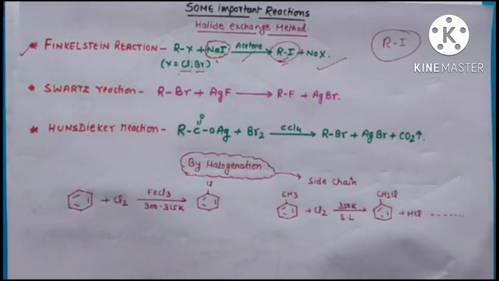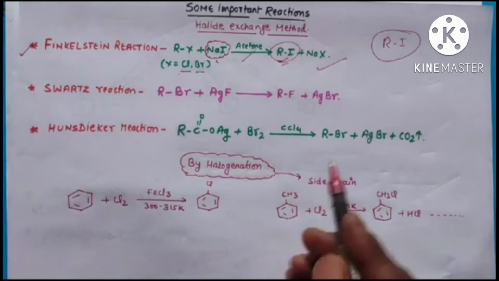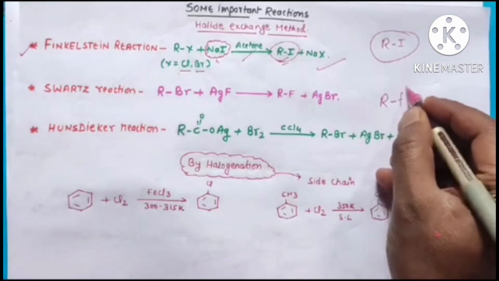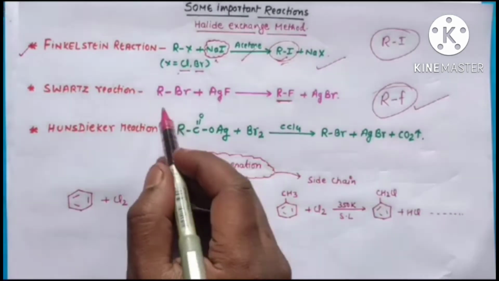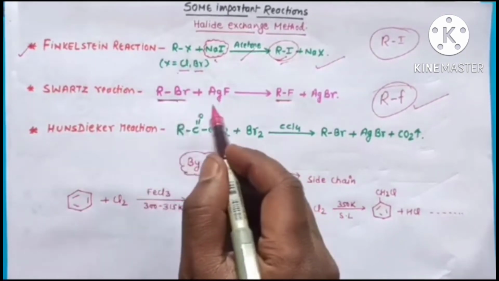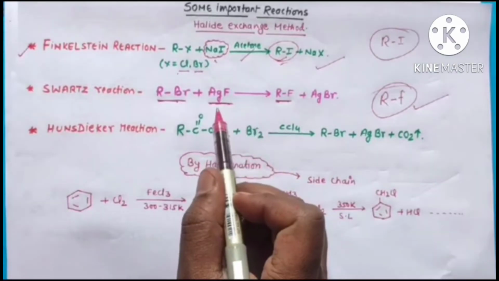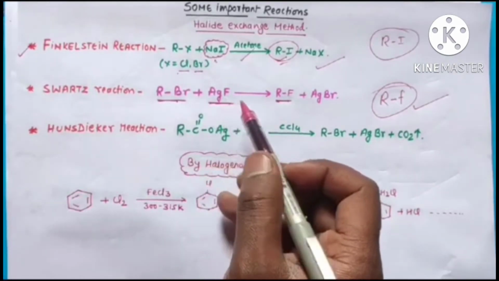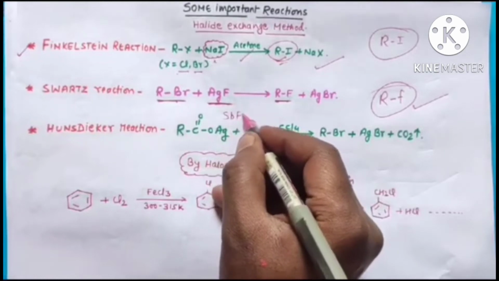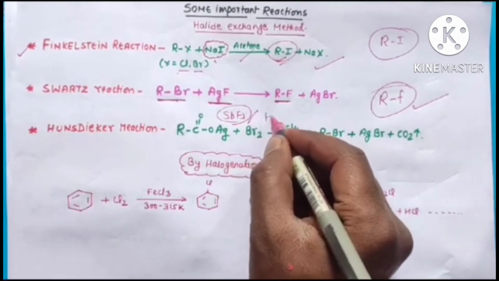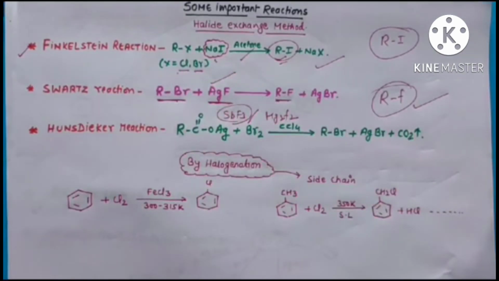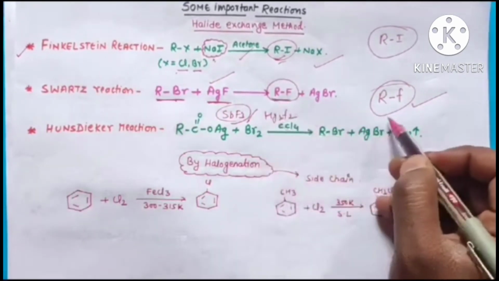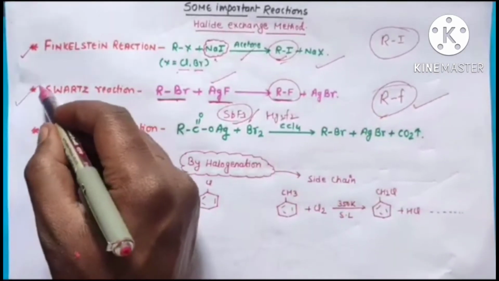Okay, now the second one is the Swarts reaction. It is also a very important reaction. It is exclusive for alkyl fluorides. If RBr, alkyl bromide, reacts with AgF, you can also take antimony fluoride, SbF3. Also, you can take mercury Hg2F2. You can take AgF, whatever is suitable for you. So alkyl fluoride will be formed. This reaction is specifically named the Swarts reaction.